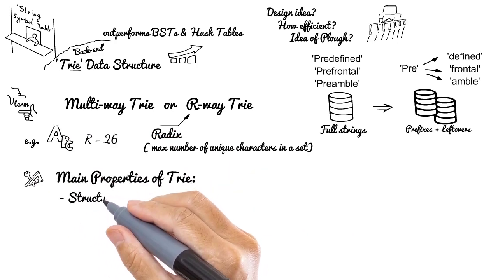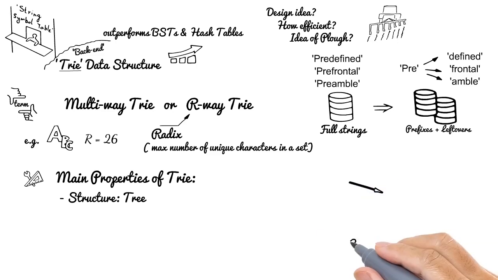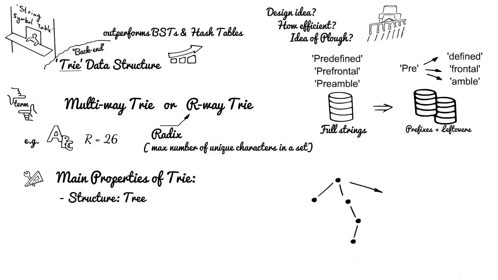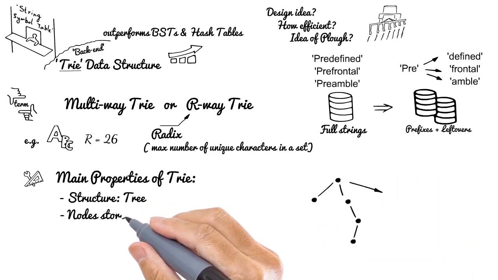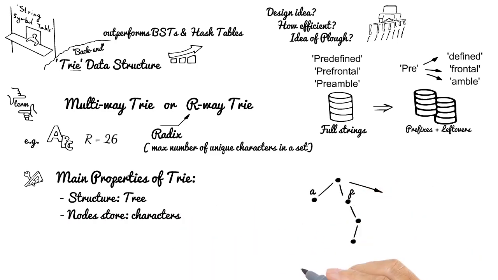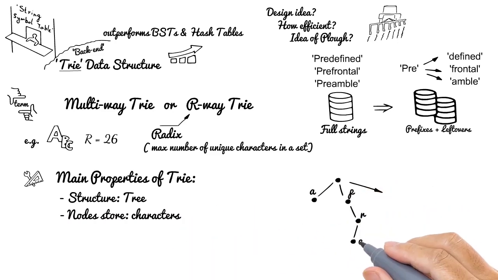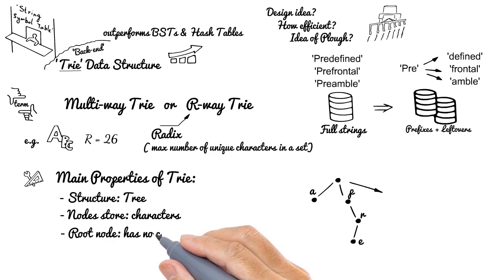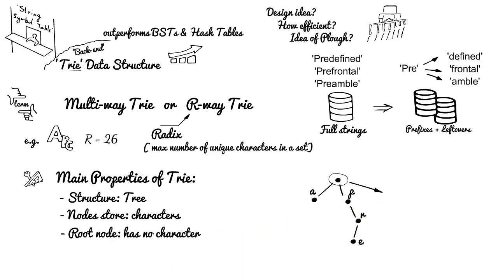The structure of Trie represents a tree with nodes. The main idea of Trie is not to store keys, which are full strings, but to store characters in nodes instead. A root node of a Trie does not contain any character. Each node has R children, one for each potential character. For example, for the English alphabet, each node will have R equals 26 children.